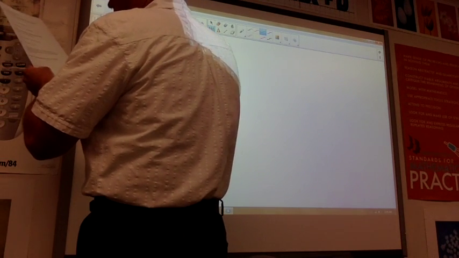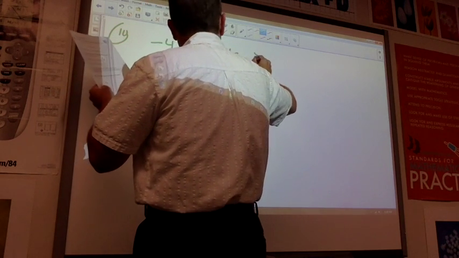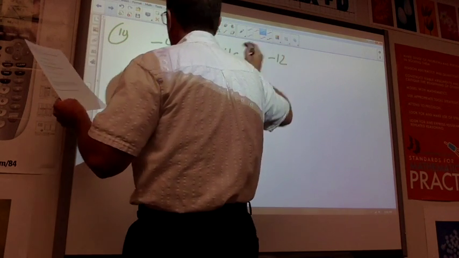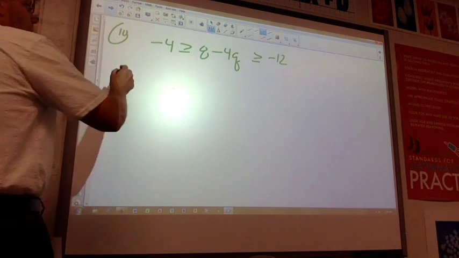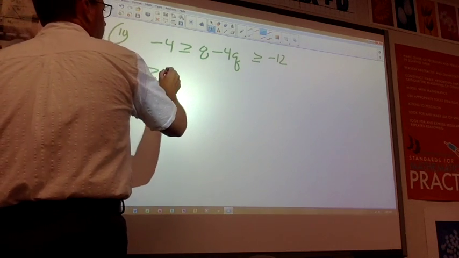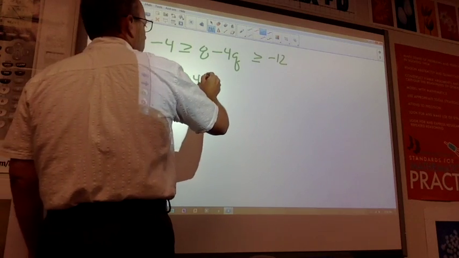Number 10, just by looking at it, it has to be an "and." The reason I know that is "or"s come with the word "or" as part of it. "And"s don't have the word "and" as part of it. So I would separate this into 2. Yes, Esty, you can subtract 8 and divide by 4 on both sides if you wanted to.